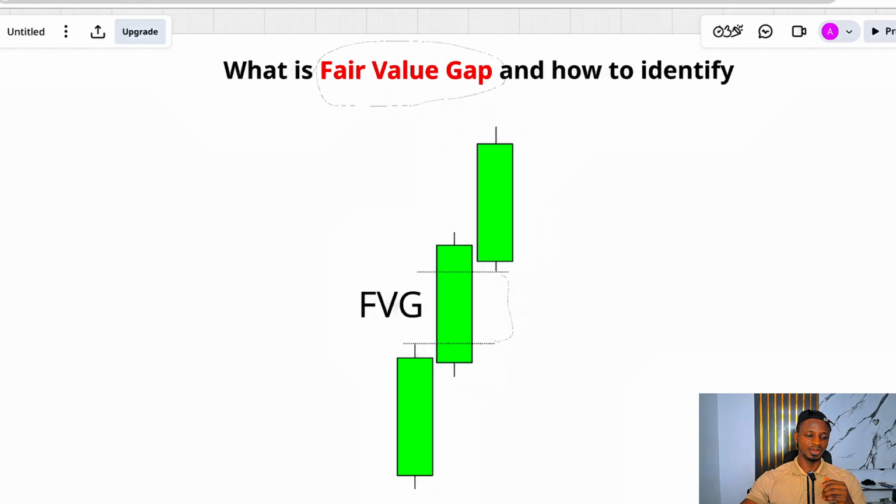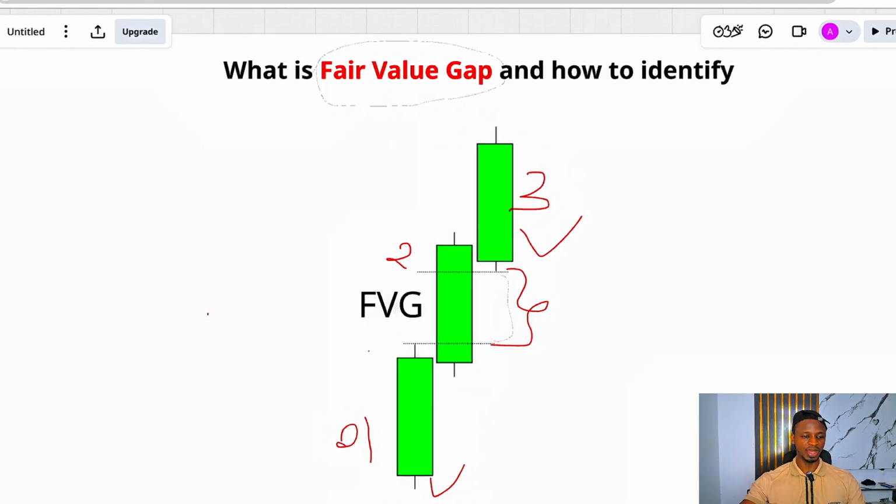Let me take a stronger pen. So this place here is the fair value gap. This is the first candle, second candle and third candle. The space between the first candle here and the last one here is the fair value gap. The space between the wick of the first candle and the wick of the last candle is the fair value gap. So that is how to identify it.